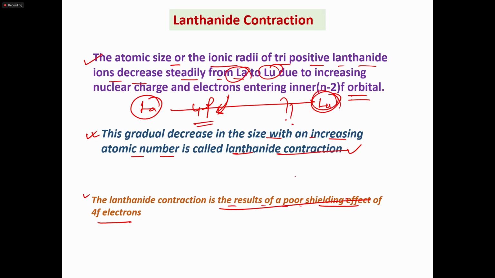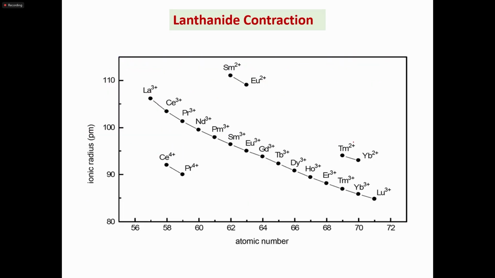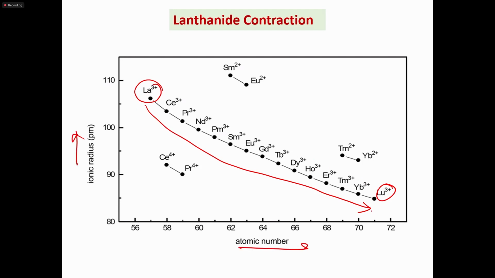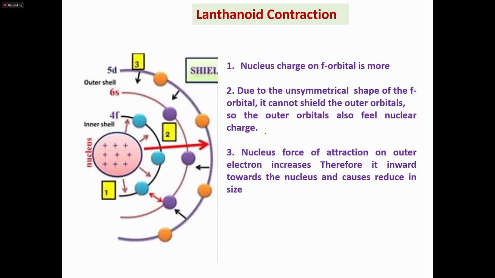So what happens here? When we go from lanthanum to lutetium, the atomic number is increasing, but the ionic radius is decreasing. So now the question is why this lanthanide contraction happens. In this slide, I will discuss it.